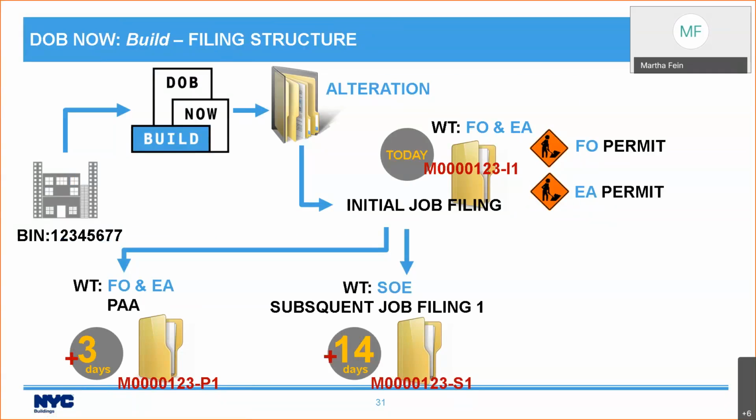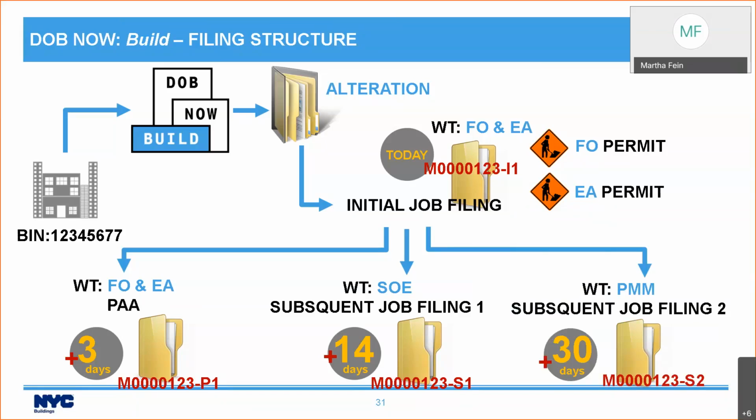2 weeks later, you need another job filing. This one would be supportive excavation. A month later, you can do a second subsequent job filing for protection mechanical methods. This is all based on the same thing. One bin can have multiple jobs, and one job can have multiple work types.